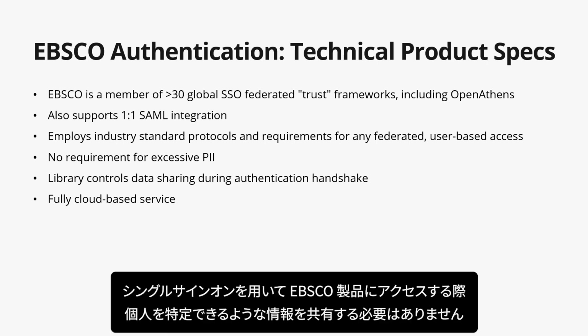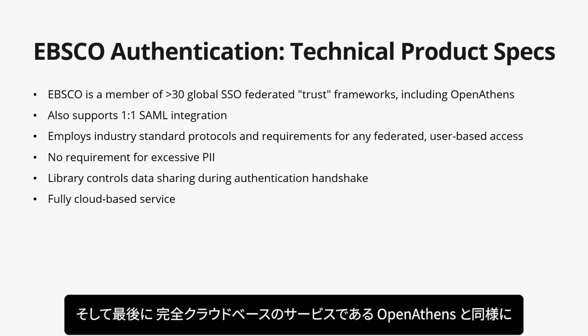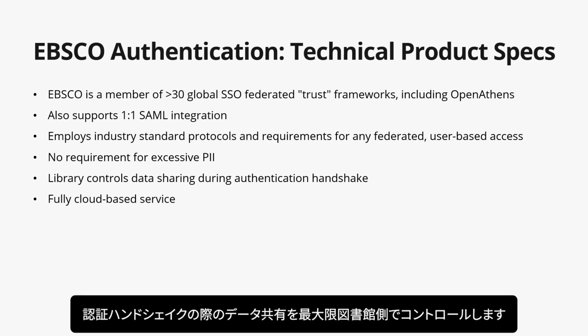Using single sign-on access to EBSCO never requires personal identifiable information to be shared, and our baseline personalized experiences support using pseudonymous opaque identifiers in the place of transparently identifiable information. And finally, the library does control data sharing during that authentication handshake, much as is the case with OpenAthens on this fully cloud-based service.